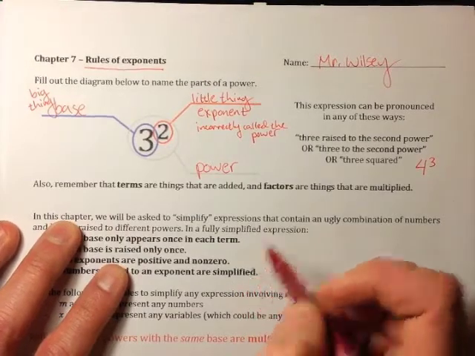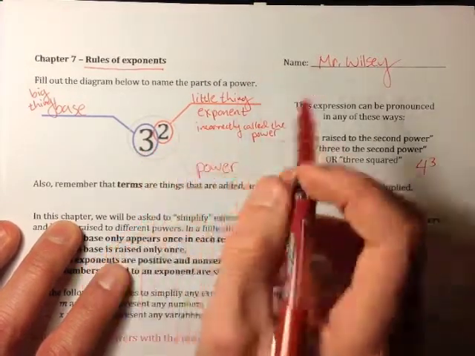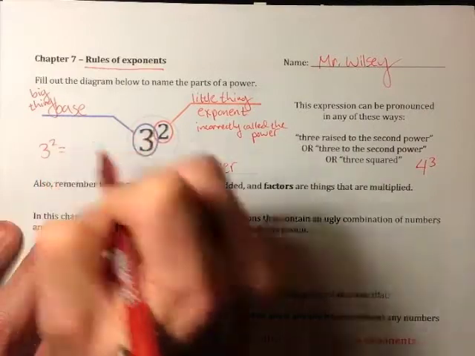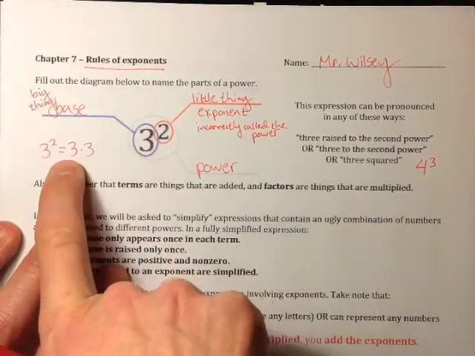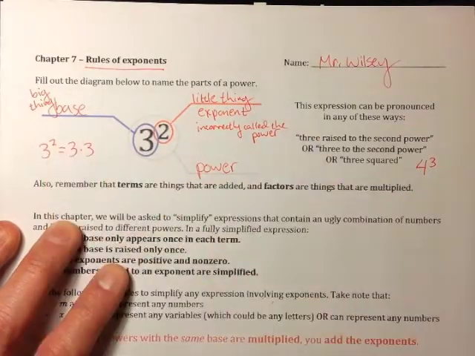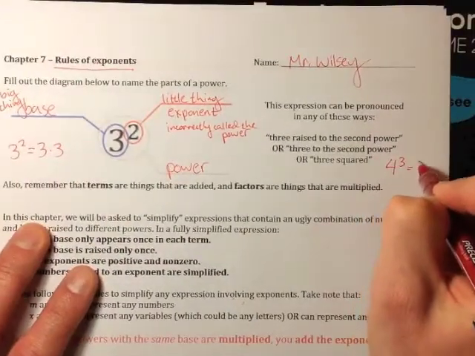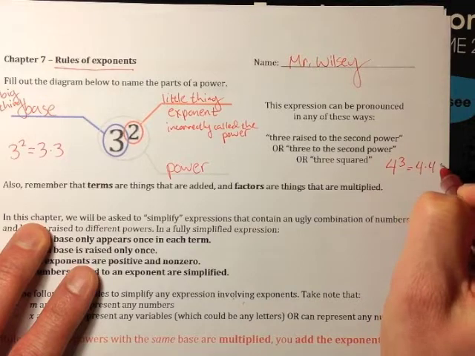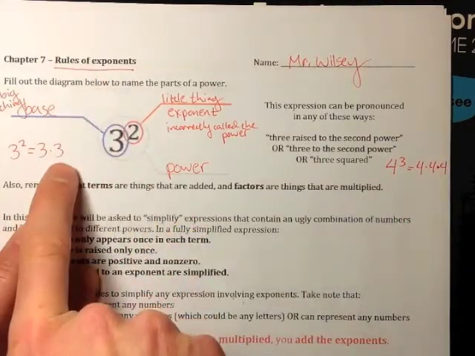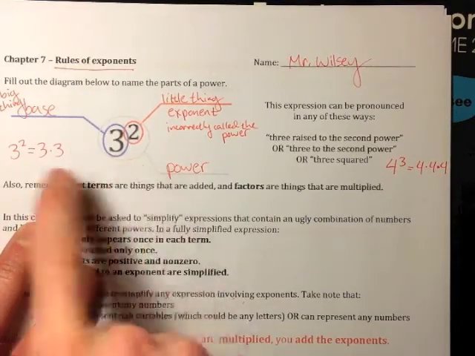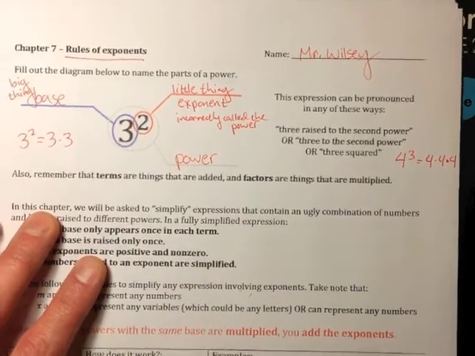Now, of course, for middle school, I hope that you remember that 3 squared is just a shorthand way of saying 3 times 3. So 3 multiplied by itself twice, just like 4 cubed is the same thing as 4 times 4 times 4. Exponents just give us a shorthand way of indicating repeated multiplication.